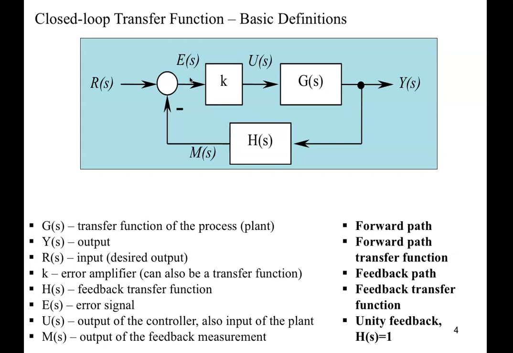Multiply every transfer function in the closed loop. It's called the feedback transfer function, or the closed loop transfer function in the feedback path. Okay, so there's a forward path, there's a closed loop path or feedback path, there's a forward path transfer function, there's a feedback transfer function. They are different depending on what we are talking about.